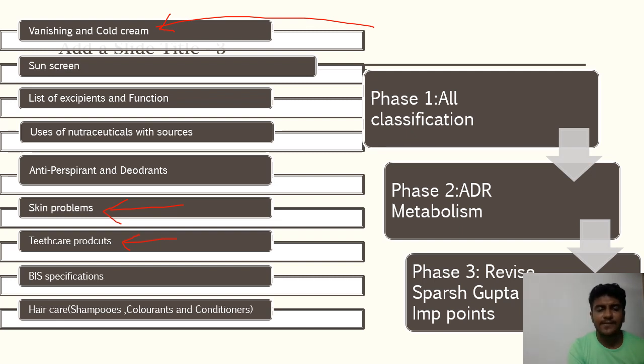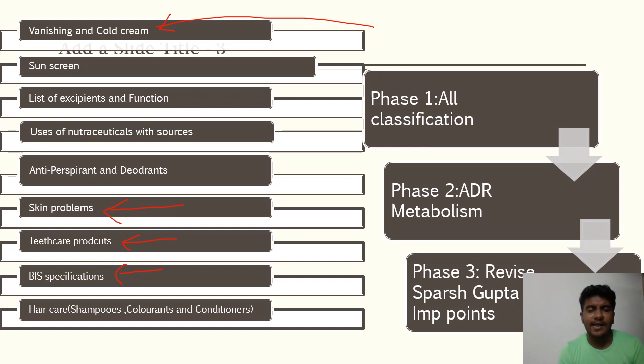Then we are into the BIS specification. BIS is basically the Bureau of Indian Standards for Cosmetics. So you have specifications like the limit test for heavy metals like lead and arsenic, which is 2 ppm and 20 ppm. Then you have the specification of foaming power for surfactants, how much the foaming power should be. All those things are very important.